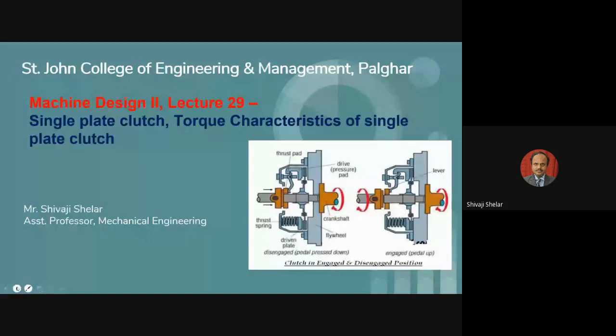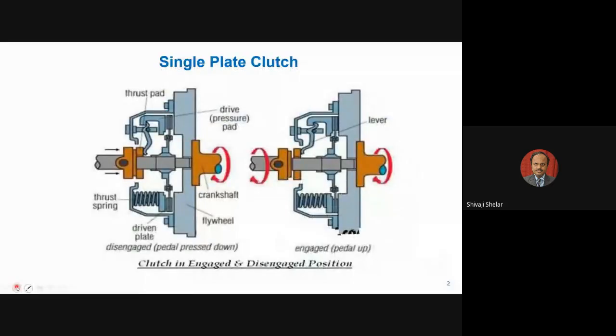So let's go to the torque analysis. This diagram you are already aware of. This is the disengaged position, no contact here, and this is the engaged position. So there is a contact here. This is the plate, the pressure plate. On both sides of this plate, friction material is mounted, on this side and on this side. So this plate will have friction lining on both sides.